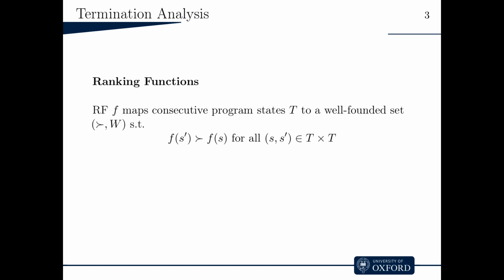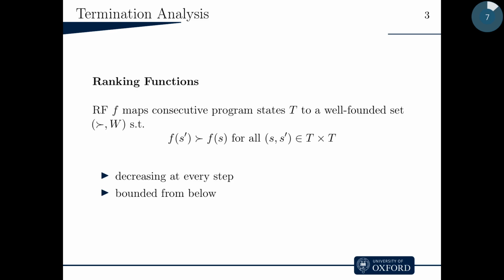In particular, ranking functions are functions that map program states, in particular consecutive program states, to elements in a well-founded set where two consecutive states are decreasing. This means that at every step they're decreasing and they're bounded from below, as imposed by the well-foundedness. Hence, there cannot be an infinite descent, or if there were, the program wouldn't be terminating. But since we are in a well-founded set, this cannot be the case.